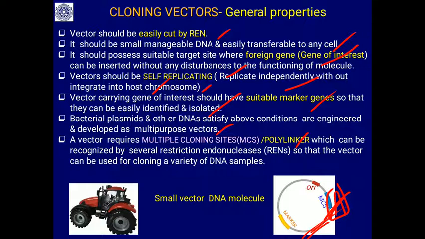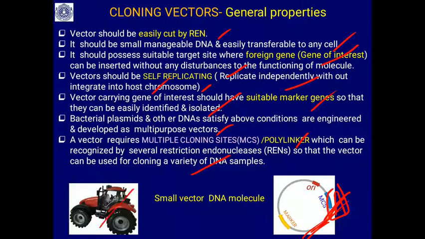Any gene means the regular gene always has restriction sites on each side for particular restriction enzymes. So these common restriction enzyme sites should be there in the multiple cloning site, that you will study more later. Okay. Then you can see the vector can be used for cloning varieties of DNA samples.